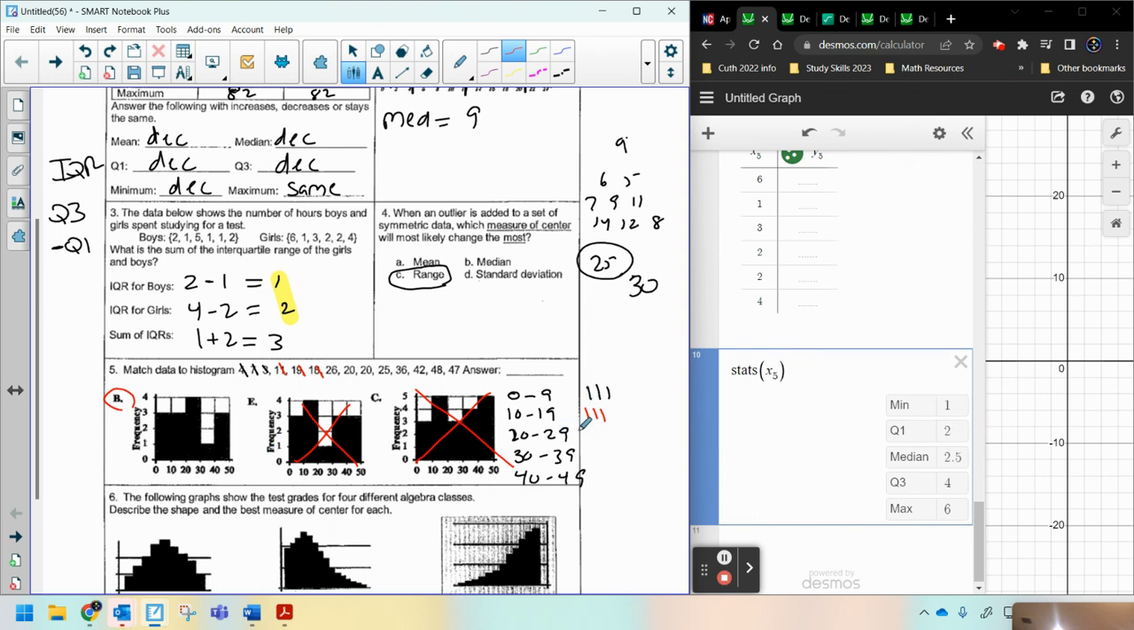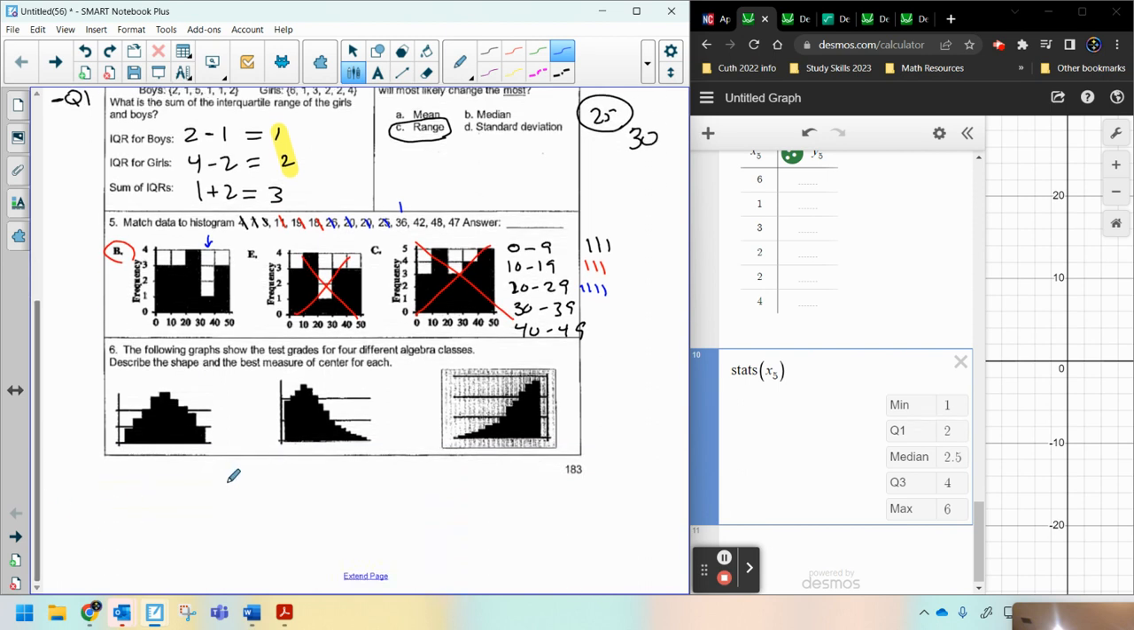But just as a check, let me do a couple more. 20 through 29. It's not taking me that long. It's going to be 1, 2, 3, 4. And that goes up to 4. And then the next one, just one more, 30 through 39. We have 36. That's it, just one. That goes down to 1. All right. Hopefully that made sense.